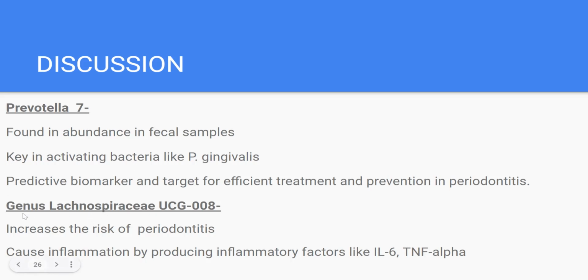And the other one is genus Lachnospiraceae UCG. It also helps in increasing the risk of periodontitis, so it was among the positive influencing microbiota. And we also found out that they cause some inflammation by producing inflammatory factors like interleukin 6 and tumor necrosis factor alpha, and some other inflammatory factors that cause inflammation. And we know that periodontitis is an inflammation of the gums.